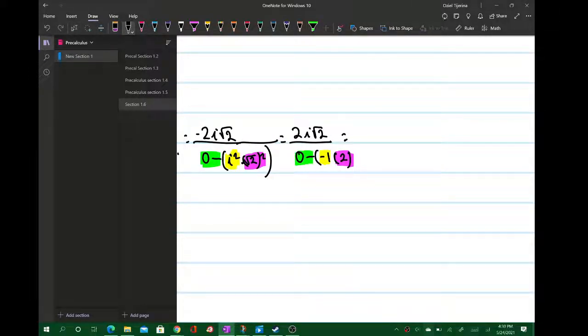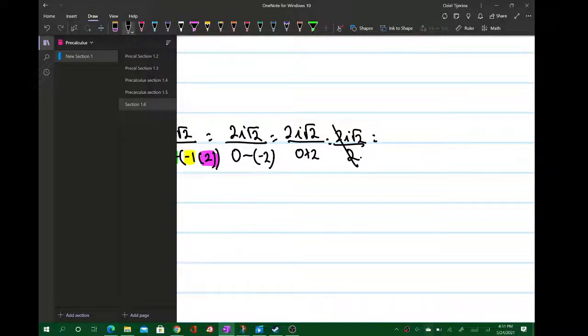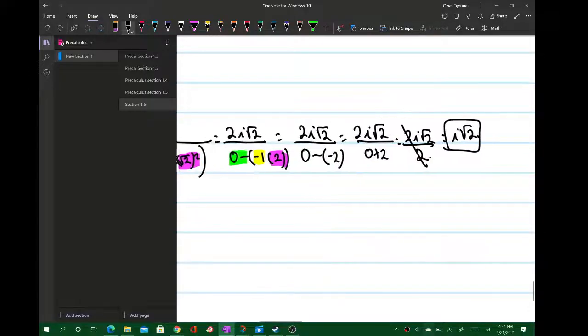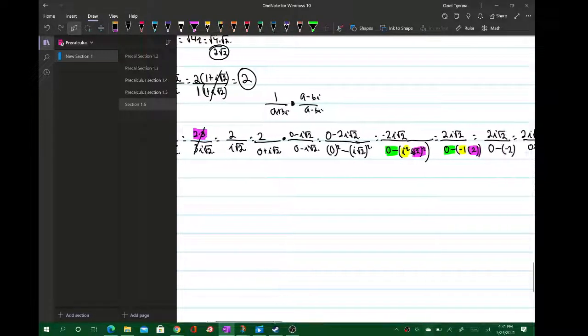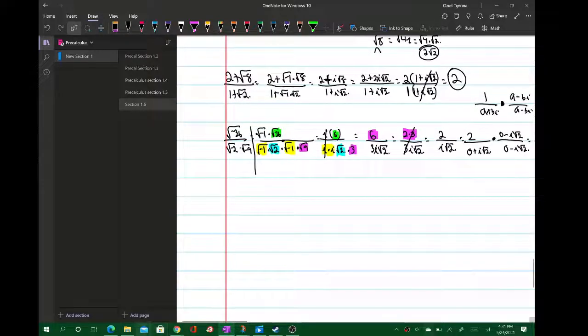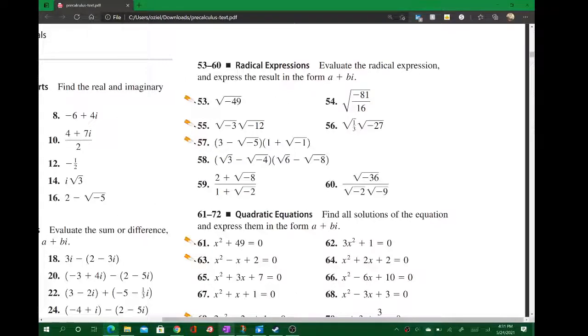So then this simplifies to 2i square root 2 over 0 minus negative 2. So then it's going to be 2i square root 2 over 0 plus 2. This is 2i square root 2 over 2. So our answer is i square root 2, right? So yes, this is how it is, and I believe that's what they got here, but I'm not 100% sure. I really do think that that's what that's equal to.